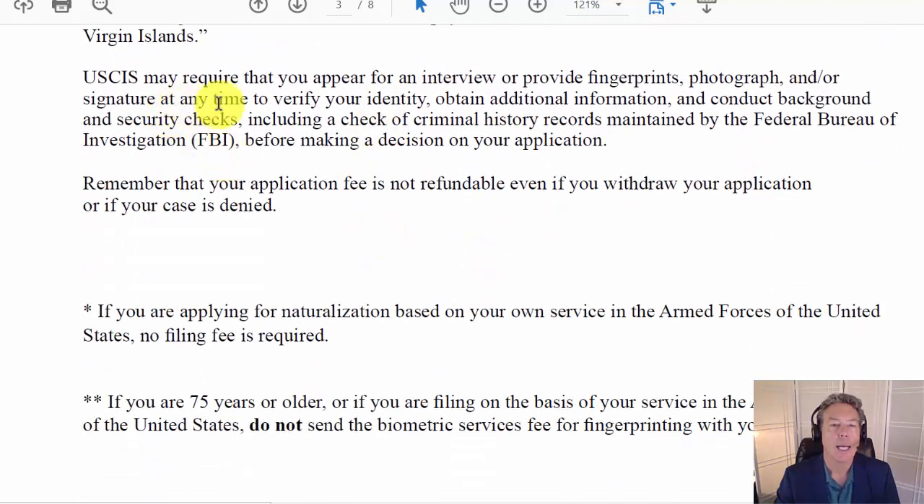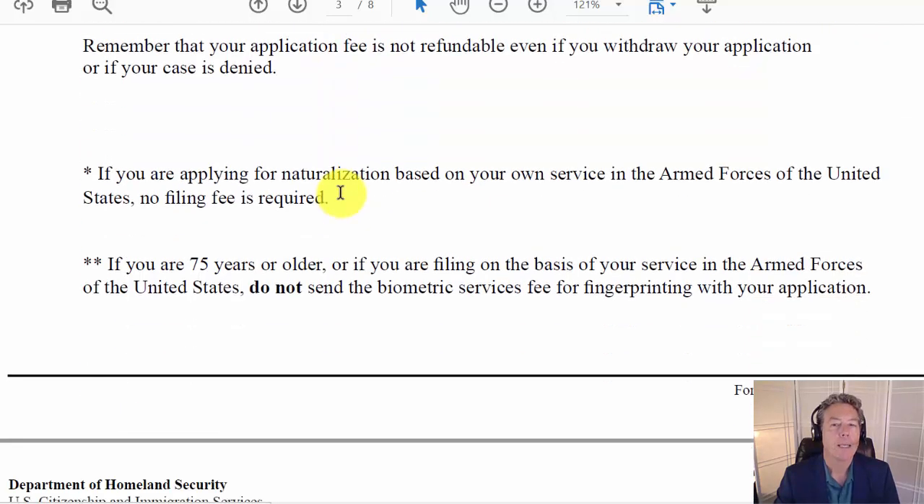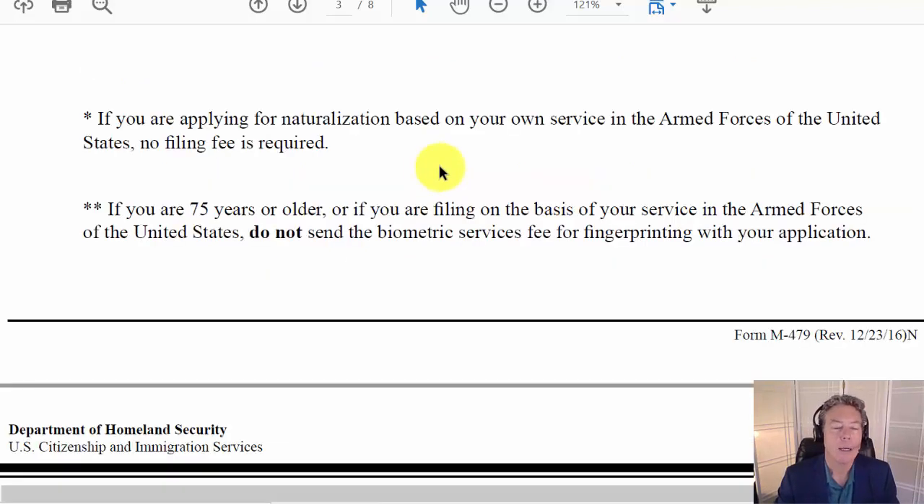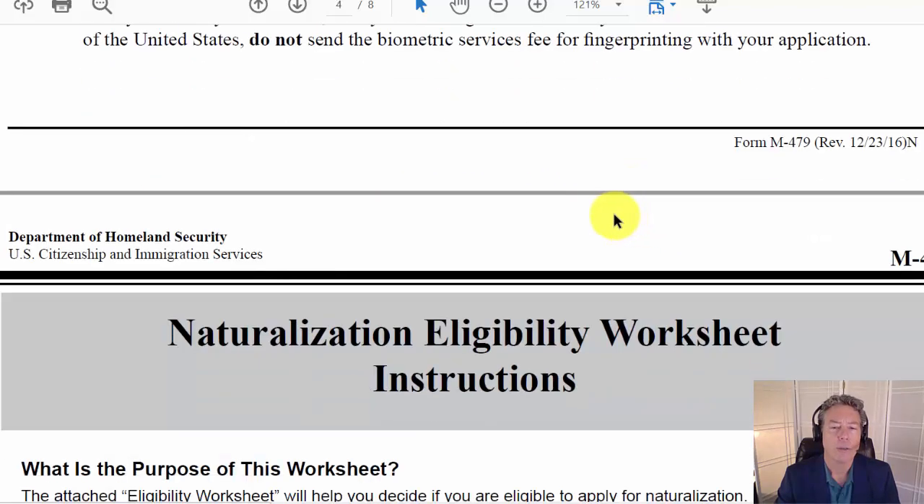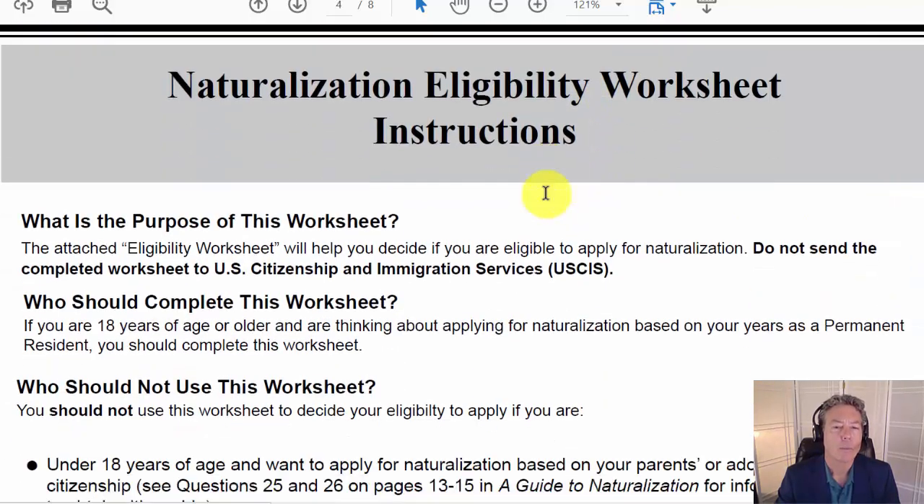And then USCIS may require that you appear for an interview or provide fingerprints. So we're definitely going to be doing that. That's a biometrics fee. Except, first one, if you're applying for naturalization based on your own service in the armed forces of the United States, no filing fee is required. Thank you for your service, and let's get you through this. Don't worry about the money. If you're filing on the basis of your service in the armed forces of the United States, do not send the biometrics service fee for fingerprinting with your application. So 75 years or older or armed services, you don't need to send in the biometrics.